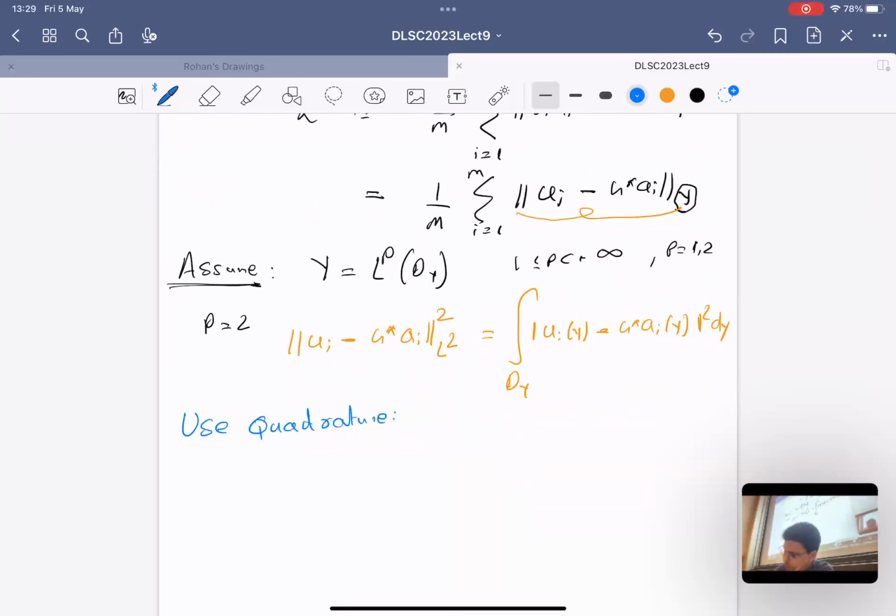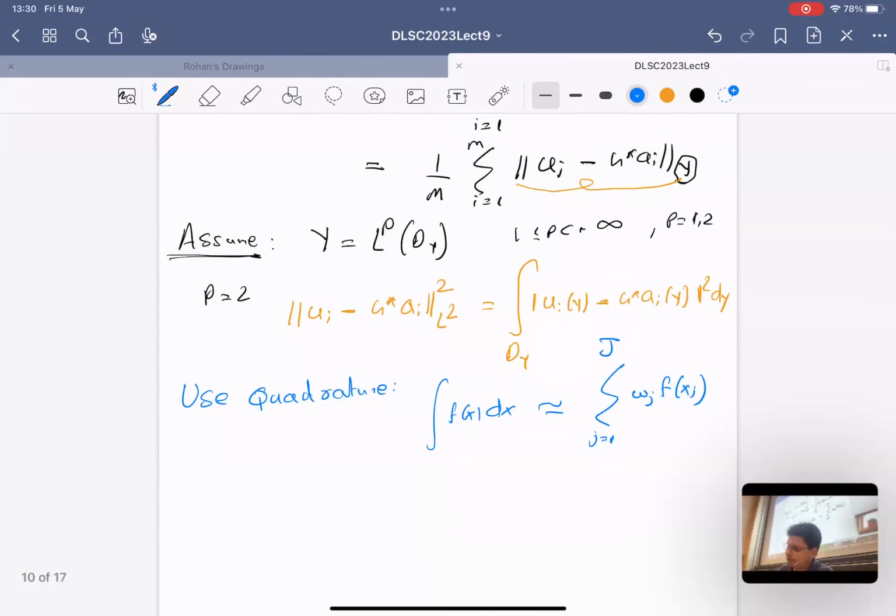And what is quadrature? Given any integral of f of x dx, it is approximated by a summation, now I should use j perhaps, j from 1 to capital J of omega j f of xj. So this is quadrature, right? Monte Carlo, for instance, is 1 over capital J, but you have Gauss rules, Newton-Cotes, Clenshaw-Curtis, this can be whatever, right?